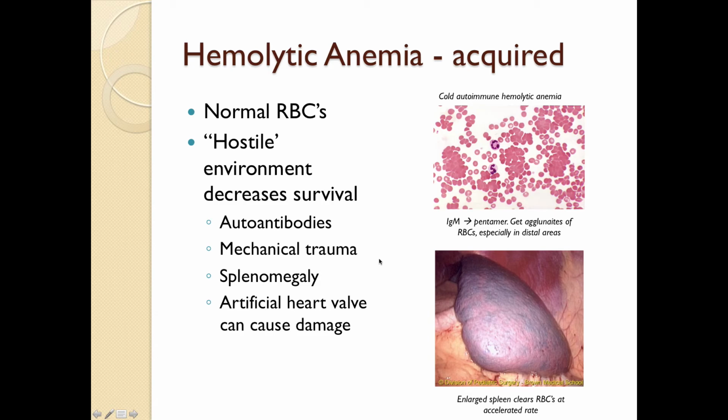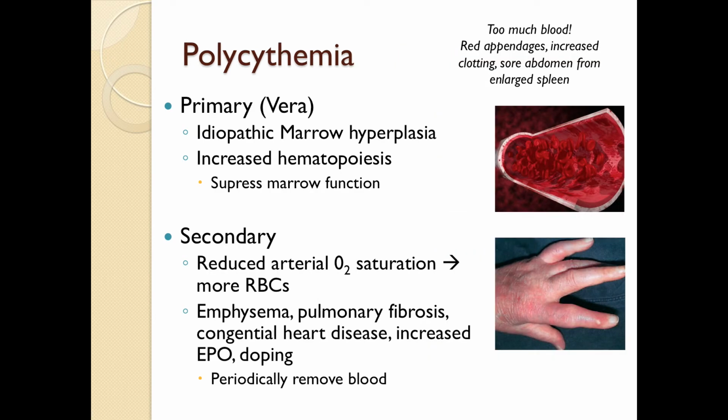It could be mechanical trauma, something's physically breaking down the red blood cells, and you have to find out what it is. Enlargement of the spleen, that's splenomegaly. The bigger a spleen, the faster it clears red blood cells. So that's an acquired case. And if somebody has an artificial heart valve, those are made of metal, steel material, and as red blood cells flow through them, they do damage the red blood cells, so that can cause acquired hemolytic anemia.